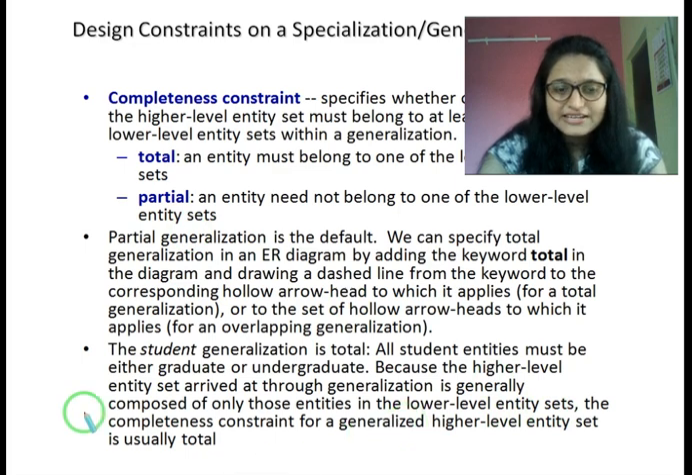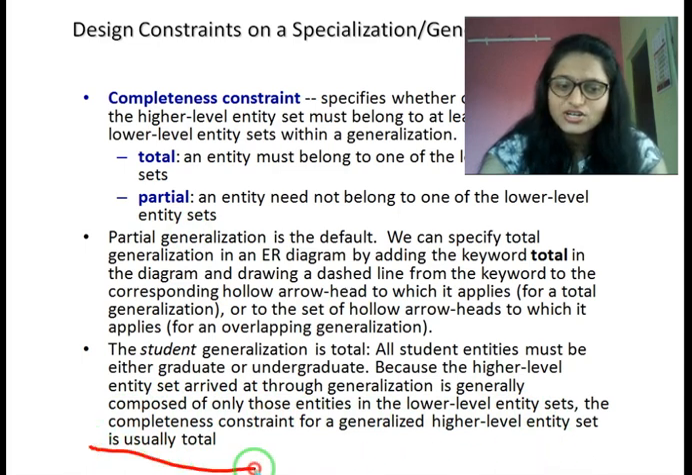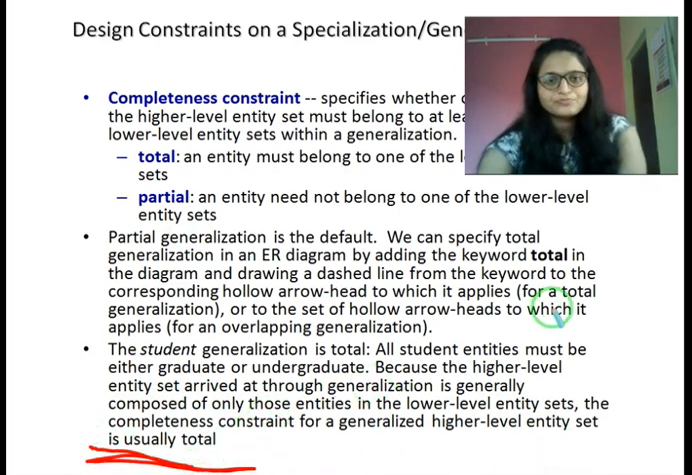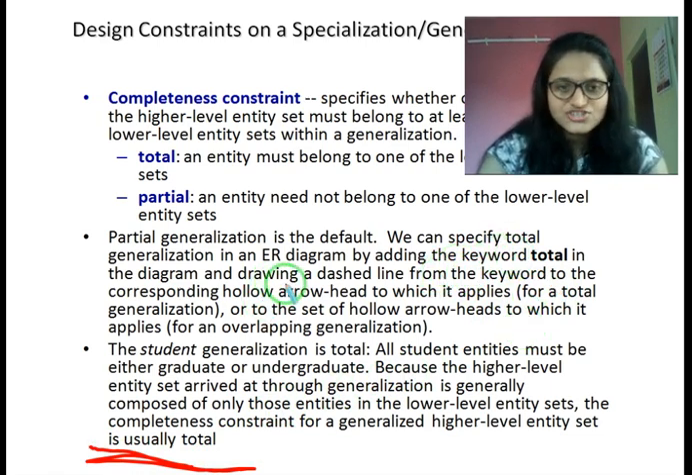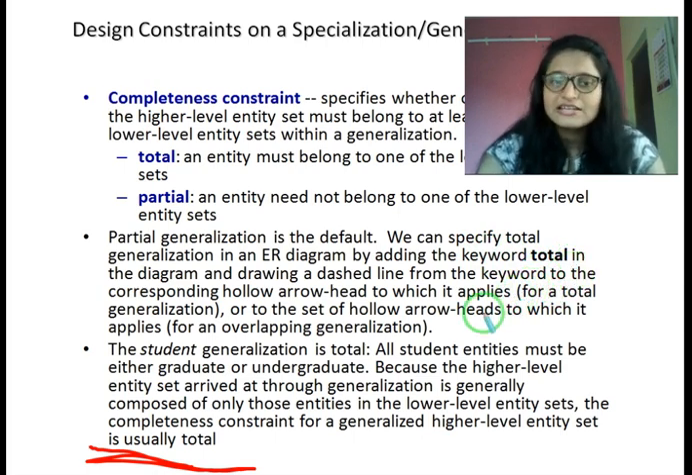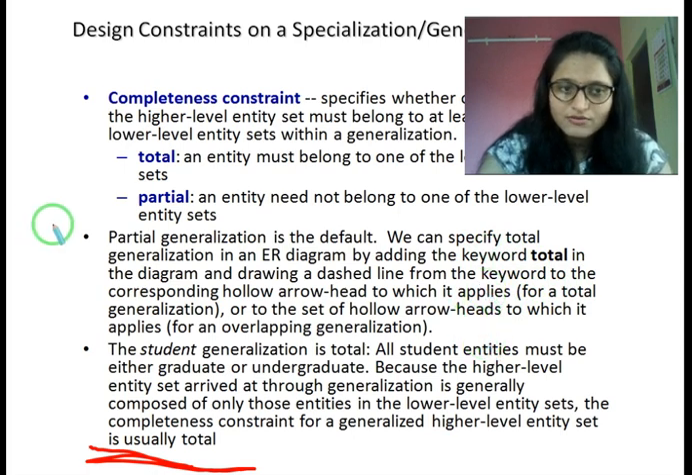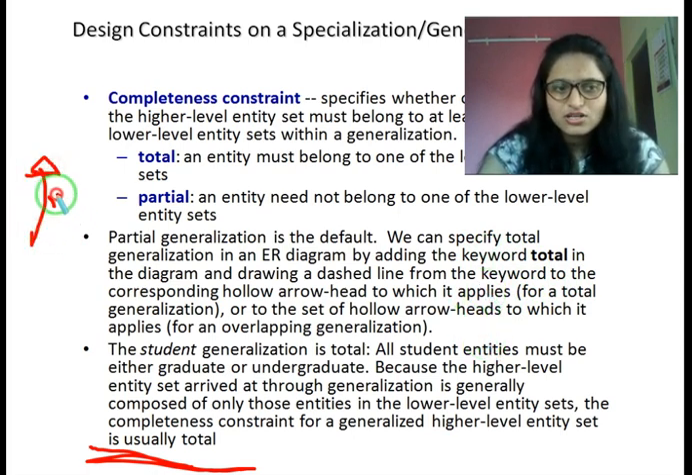The completeness constraint for the generalized higher level entity set is usually total. In a partial one, we can specify the total generalization by adding the keyword total. If your generalization is total, just add the word total at the arrow side. Just add a total word here.